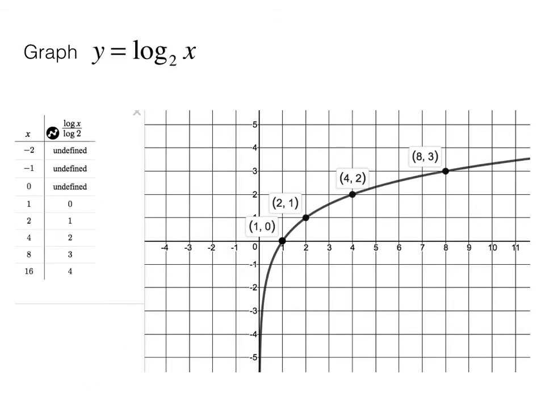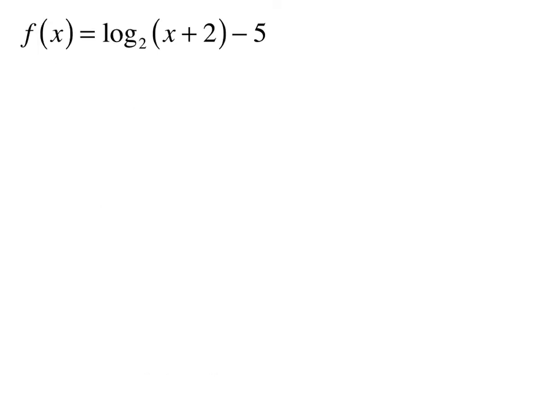So after you find enough points you can graph. Notice the reference point is there, (1, 0). That easy point (2, 1). The asymptote is there, x equals 0. Domain is from 0 to infinity. Range is all real numbers. Let's talk about transformations.